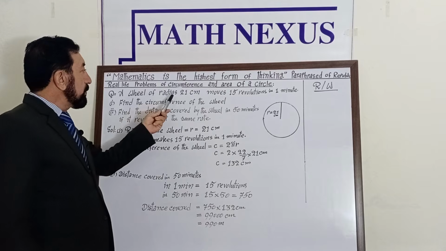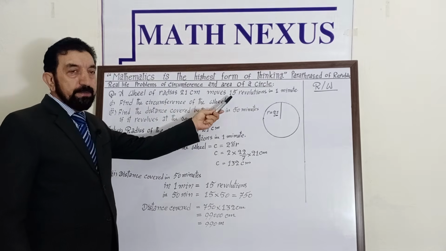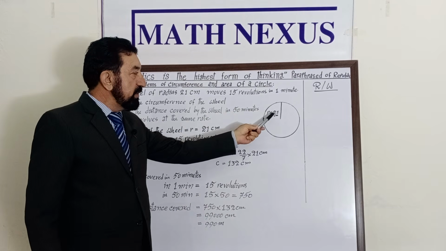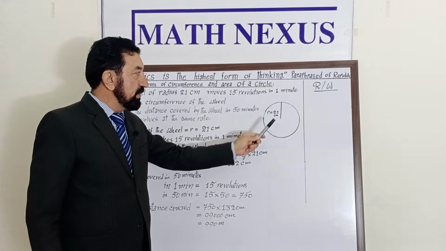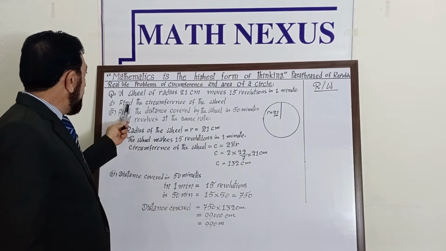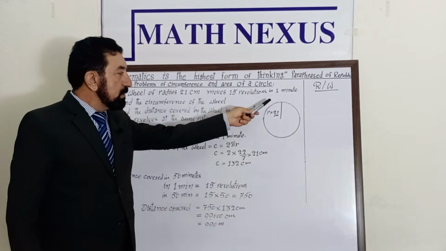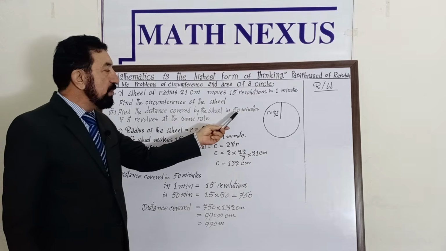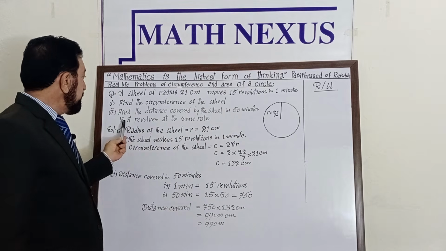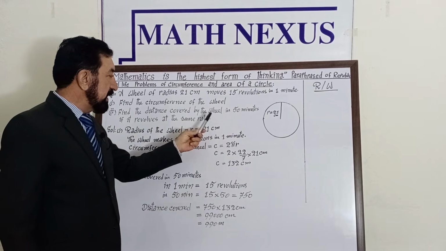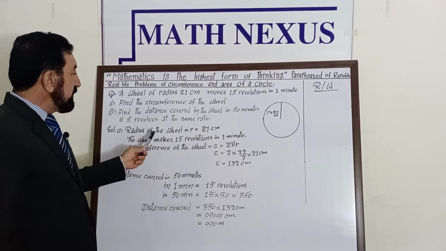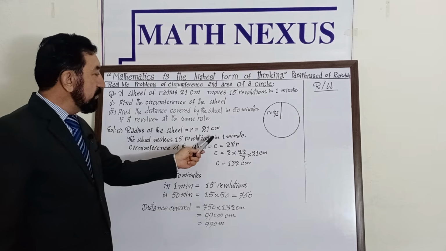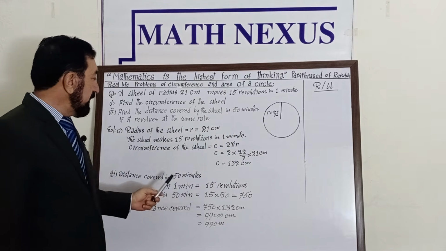Question: a wheel of radius 21 centimeter moves 15 revolutions in 1 minute. Radius equal to 21 centimeter. First, find the circumference of the wheel. Circumference is unknown. Second, find the distance covered by the wheel in 50 minutes if it revolves at the same rate. First, radius of the wheel is equal to 21 centimeter. The wheel makes 15 revolutions in 1 minute, already given.